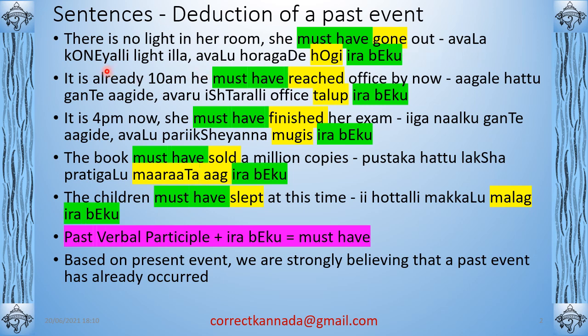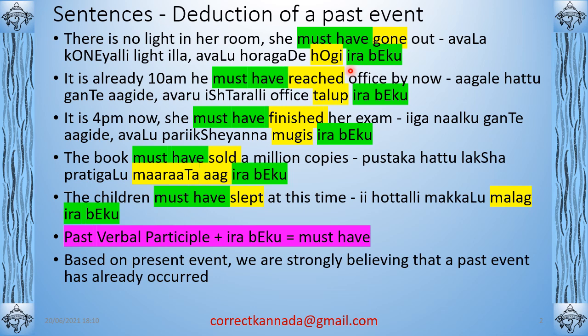ಅವಳ ಕೋಣೆಯಲ್ಲಿ light ಇಲ್ಲ. ಅವಳು ಹೊರಗಡೆ ಹೋಗಿ ಇರಬೇಕು. ಹೋಗಿ is gone. ಹೋಗಿ is the past verbal participle of ಹೋಗು. ಹೋಗಿ ಇರಬೇಕು. So this past verbal participle helps you to talk about a sequence of two actions, and that is being used here as the form in front of irabeku.